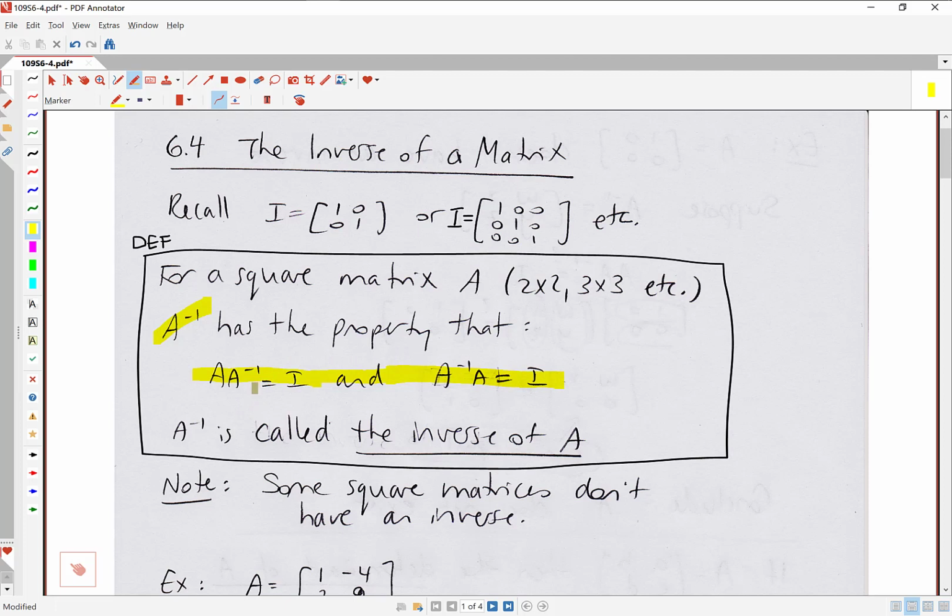So this matrix, A to the negative 1, that makes these two highlighted equations true, is called the inverse of A, or it's sometimes called A inverse. So often you'll hear us say A inverse for short. One thing to be aware of is that some square matrices don't have an inverse, and we'll see in a minute how we can figure out which square matrices do have an inverse and which ones don't. If a matrix is not square, then it certainly does not have an inverse.